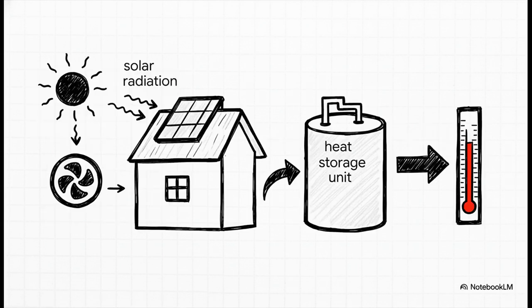To make this less abstract, let's go beyond a simple thermostat and look at a really practical example from the source material, a solar heated house. The challenge here is to model how the temperature of a heat storage unit changes, and it's based on things we can control, like a fan, and things we can't, like how sunny it is.